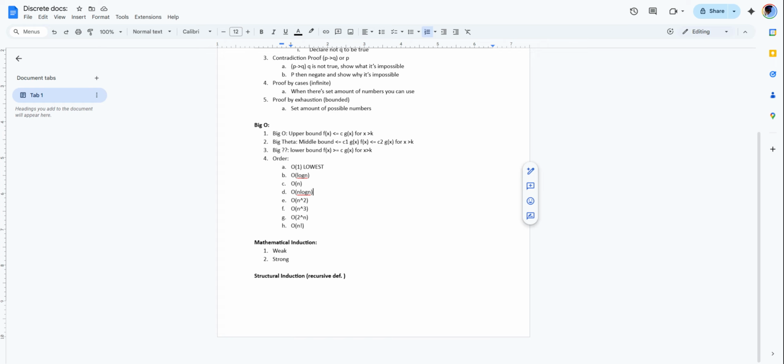Big O, big theta. I don't really know how to go over these. It's really just finding, they're going to give you f of x, they're going to give you g of x, and the main goal is to find a c and a k that makes either of these statements true, knowing all these rules. And that should be it.